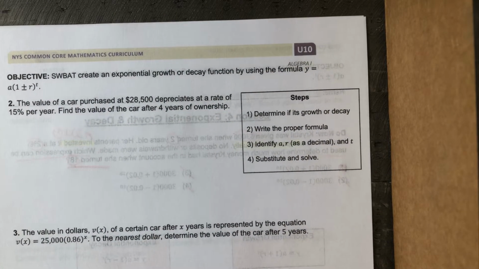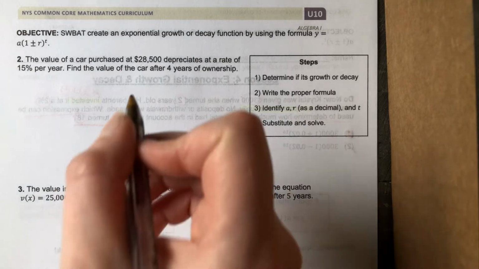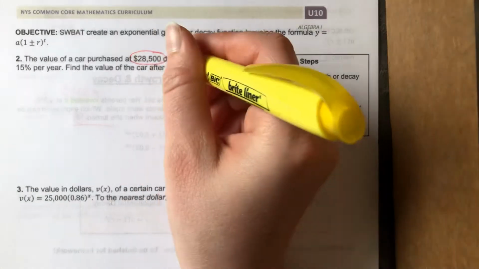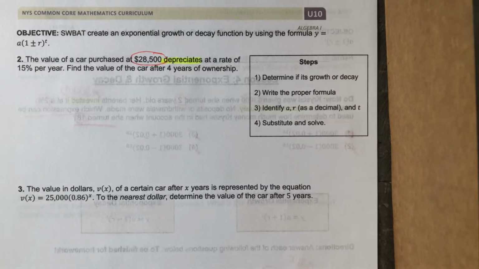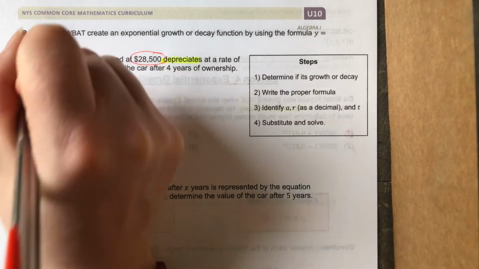All right, looking at number 2. It says the value of a car that was purchased at $28,500 depreciates at a rate of 15% per year. So I'm going to stop and just go over what's important here. I know that I'm buying the car at $28,500. I know that the car is depreciating, which is a huge keyword. I'll come back to that in a minute. And this is all happening at 15% per year.